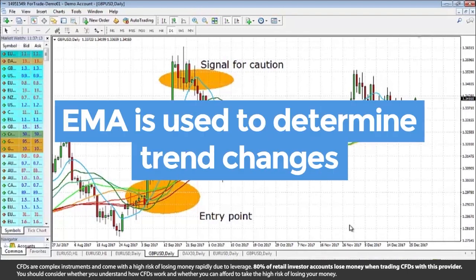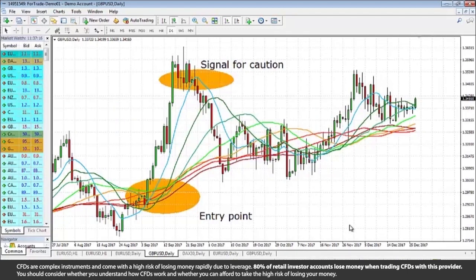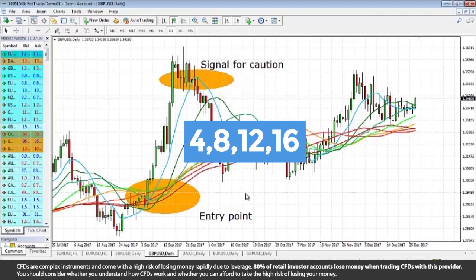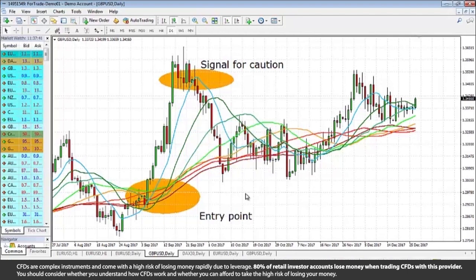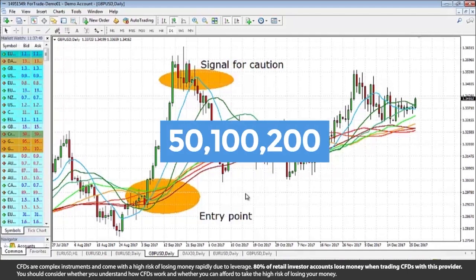EMA is used to determine trend changes. The basic principle is, if all MAs are moving in the same direction, the trend is strong. The sensitivity of this line or curve is adjusted by setting the number of periods in use. The shorter the number of periods used for calculating the MA, the more sensitive or volatile the curve is. For example, 4, 8, 12, 16 daily MAs are better for a more decisive determination of trend change compared to longer term ones like 50, 100, 200 MAs.